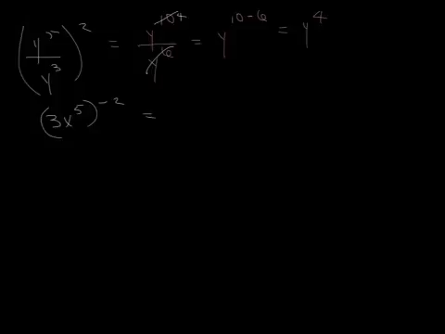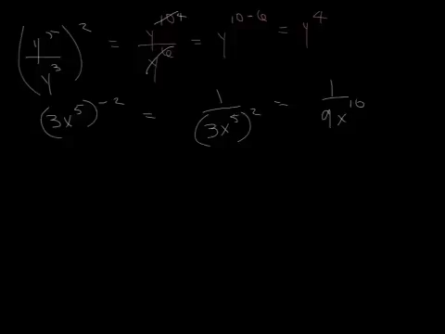So we can write it as 1 over that. We just move it into the right place. 3 times 3 is 9x to the 10th. Just like that.